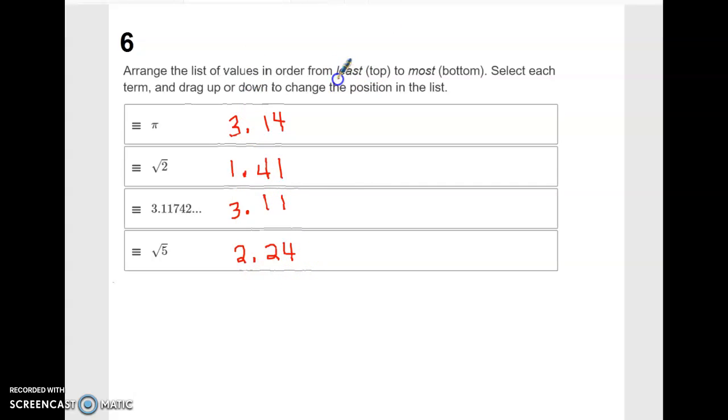So I'm looking for least to most. So I'm looking for the smallest one, and I'm going to mark it as number 1. My smallest one, I always start with my left-hand place value. I have a 3, a 1, a 3, and a 2. So that's going to make this one here, the square root of 2, my smallest. Then the square root of 5.